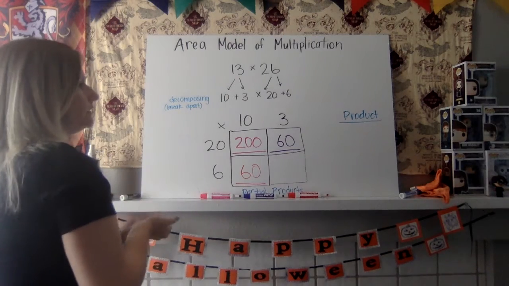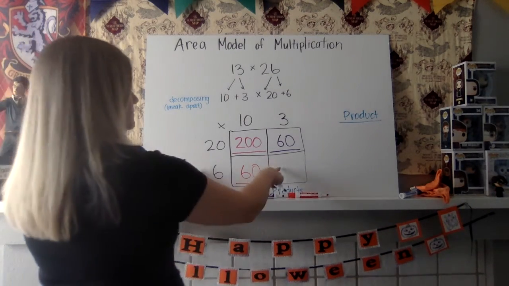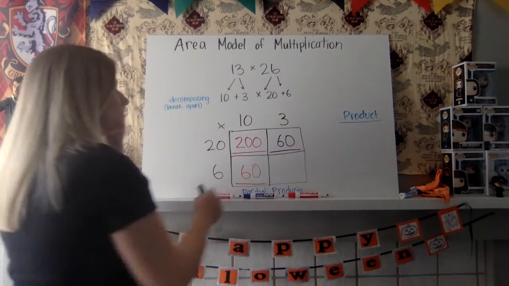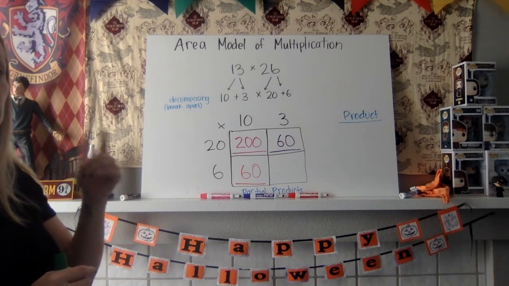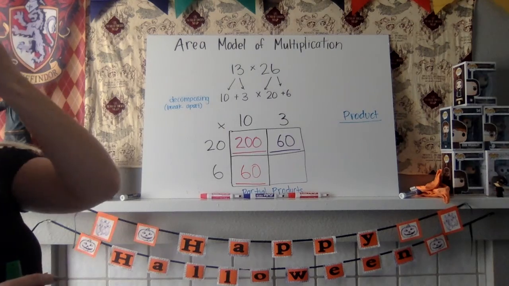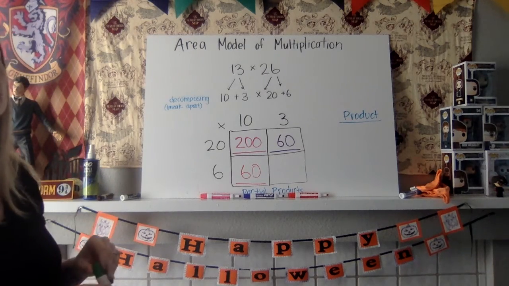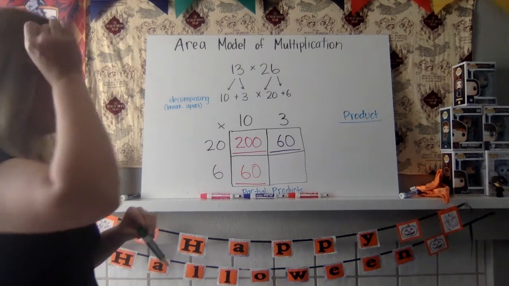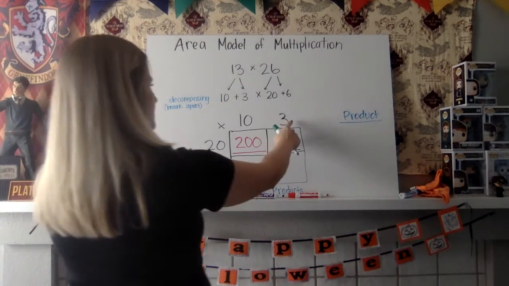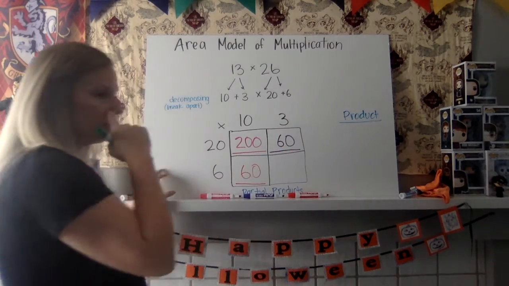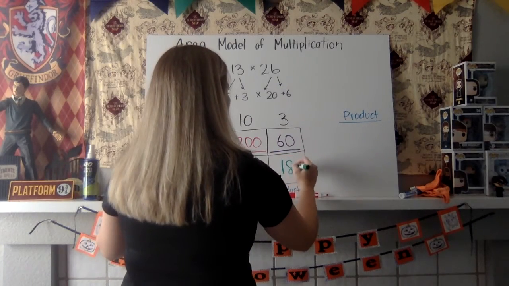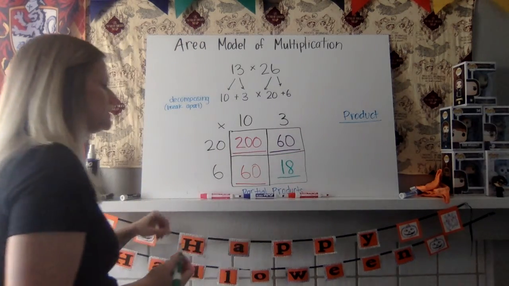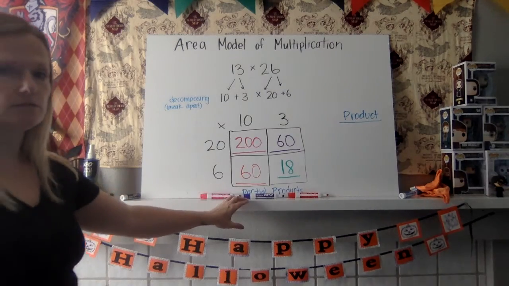I need one more color. Okay, the last box, we're going to multiply 3 times 6. So it's really important with the area model of multiplication that you set it up correctly and that you keep organized. So we are going to be using that SMP, attend to precision. It's very important that we attend to precision. So 3 times 6, again, you can use the multiplication chart if you need to. 3 times 6 is 18, and that goes in that box. So these are our partial products, okay?